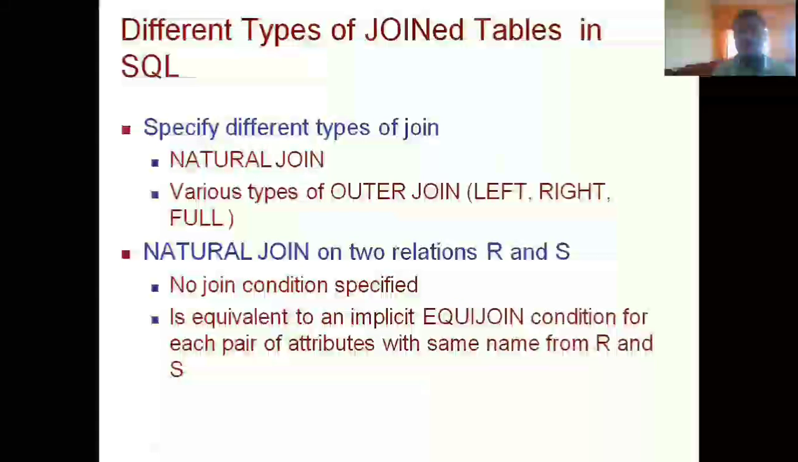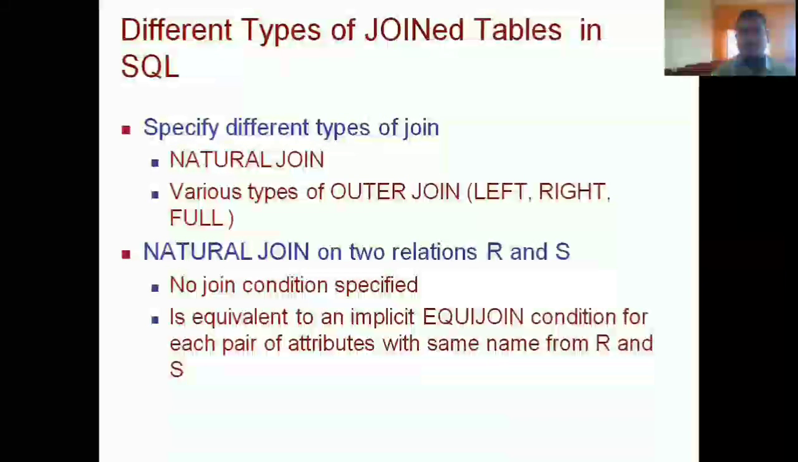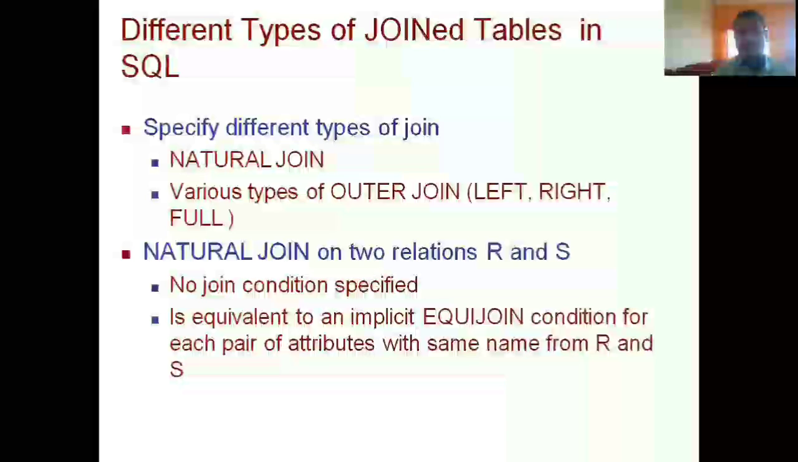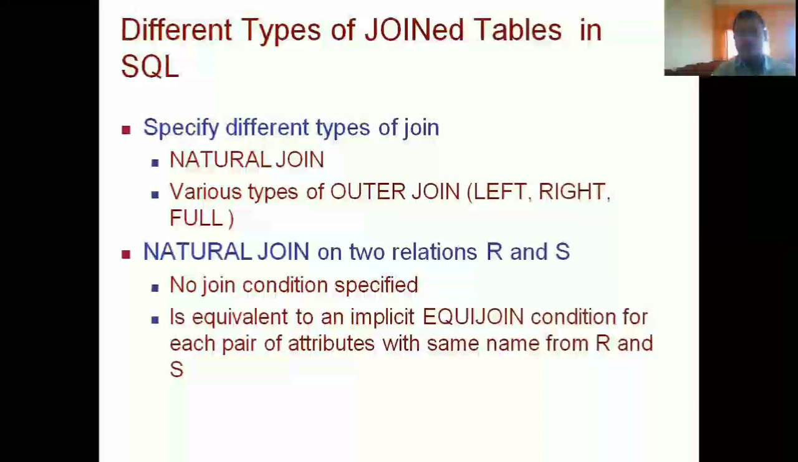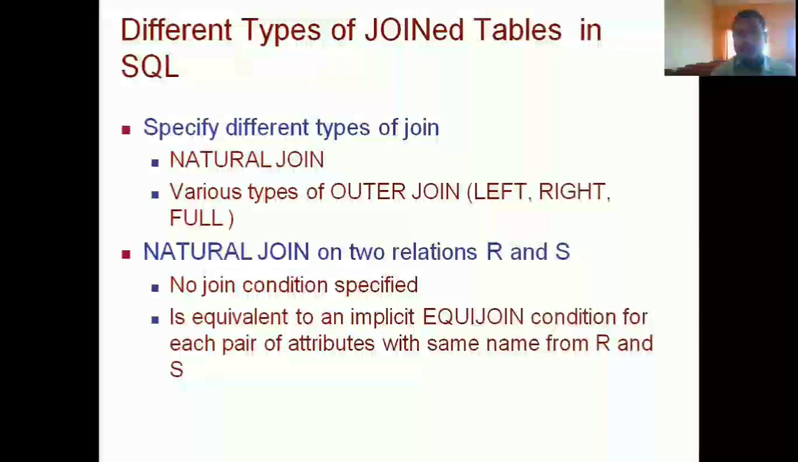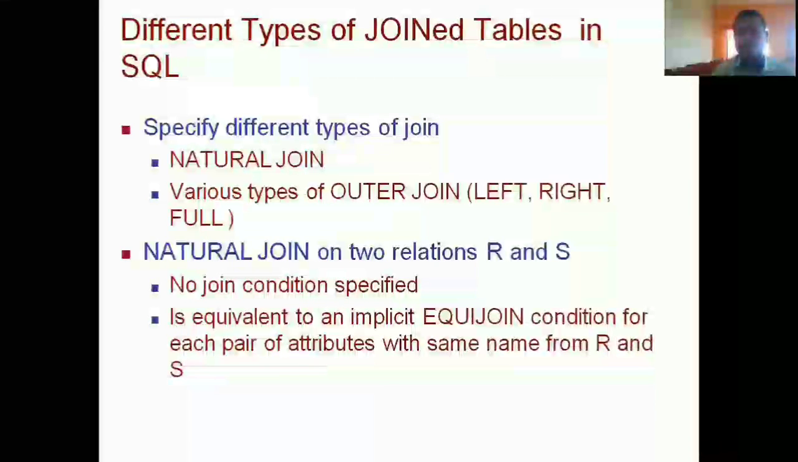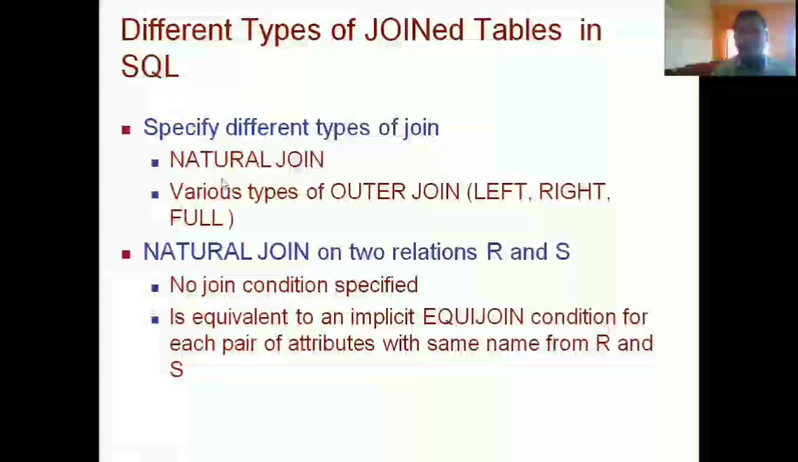Next, types of joined tables in SQL. Specifying the different types of joins: one is the natural join and the other is the outer join. The types of outer join are left, right, and full. Left, right, and full are the outer joins, and one is the natural join.